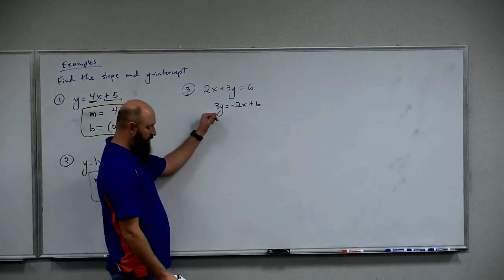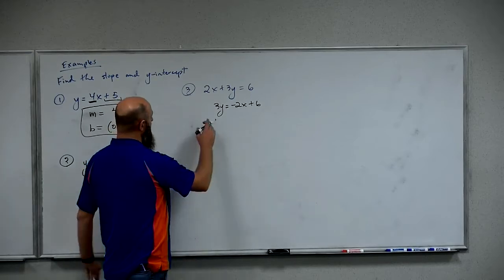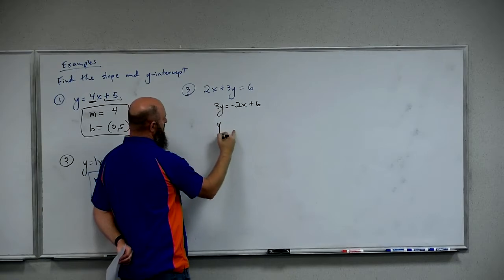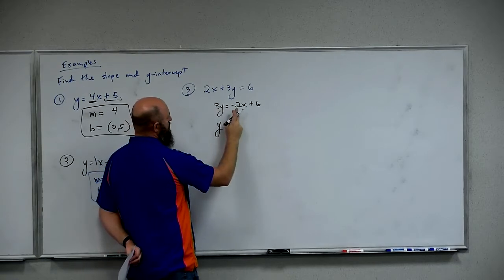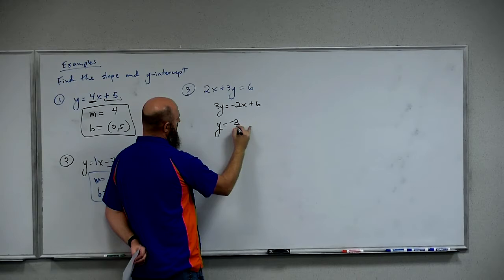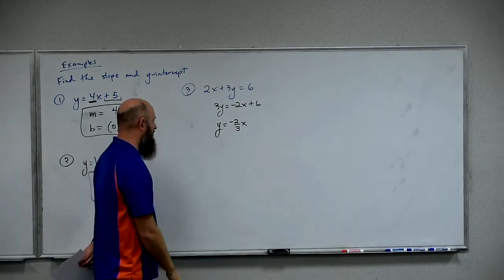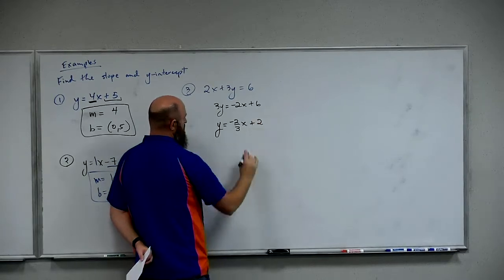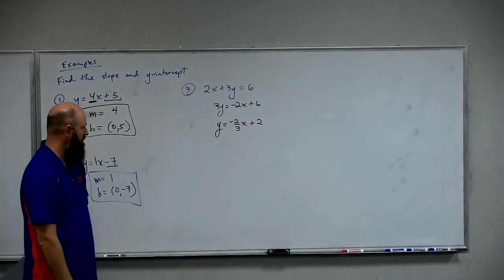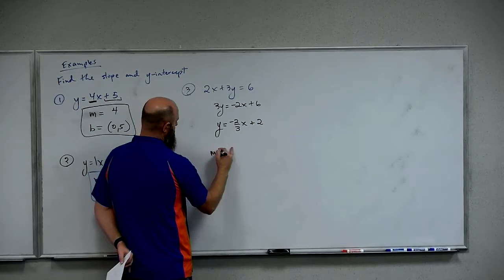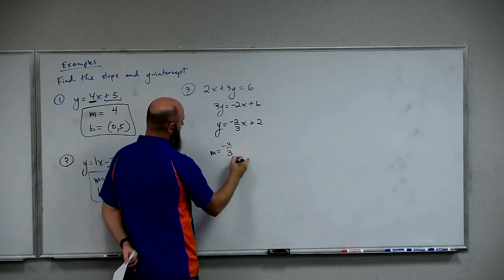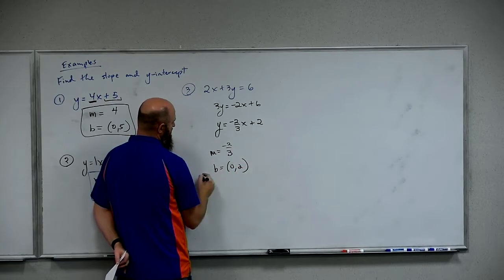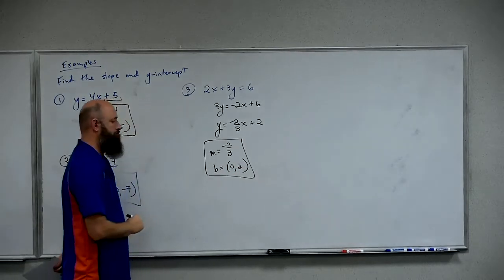But y is still not completely by itself. We need to divide every single thing by 3. So if we divide by 3 here, we're going to get y. We divide this one by 3 and reduce, we get negative 2 over 3, and then the x is afterwards. We take 6 and divide by 3, and we're going to get 2. So now we can see that my slope is negative 2/3, and my intercept is 0, 2. Okay.